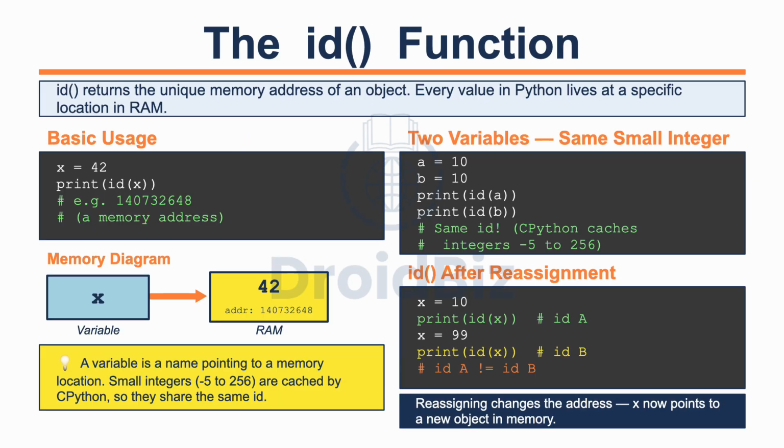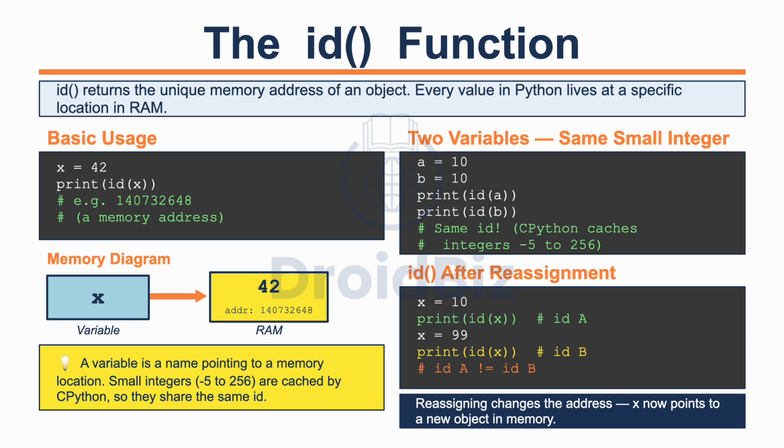Now, let us look at the id function. This is a built-in Python function that reveals something interesting about how Python stores data behind the scenes. Every value in Python is stored somewhere in your computer's memory, also called RAM. The id function returns the unique memory address of that value. Think of it like a house address, but for data in your computer.